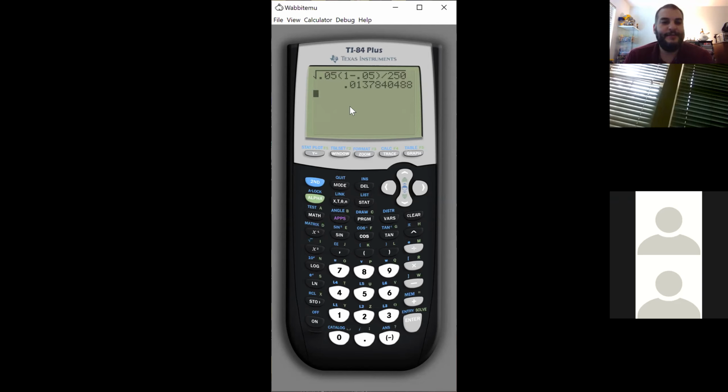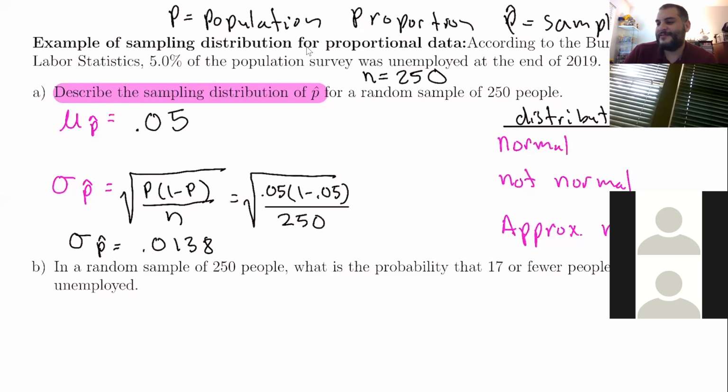Everybody good on sigma p hat? All right, so I'm going to transition over to my notes again. Thanks for the thumbs up. All right. So we already found mu p hat, we already found sigma p hat.